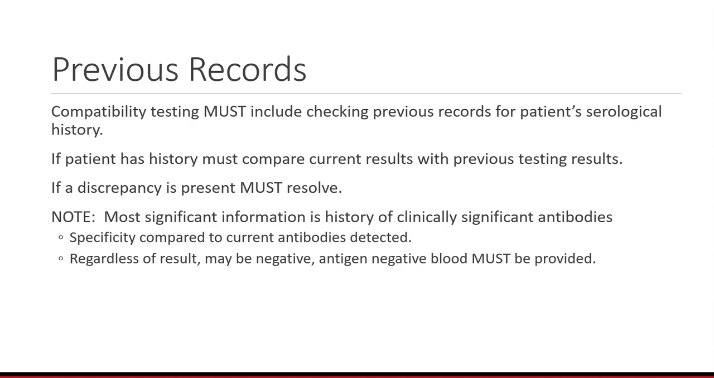The most significant information in a patient history is that of clinically significant antibodies. So if they have, for example, anti-big E identified the last time they were with us, let's say the antibody screen is still positive, whatever specificity they have today should match what they had before.